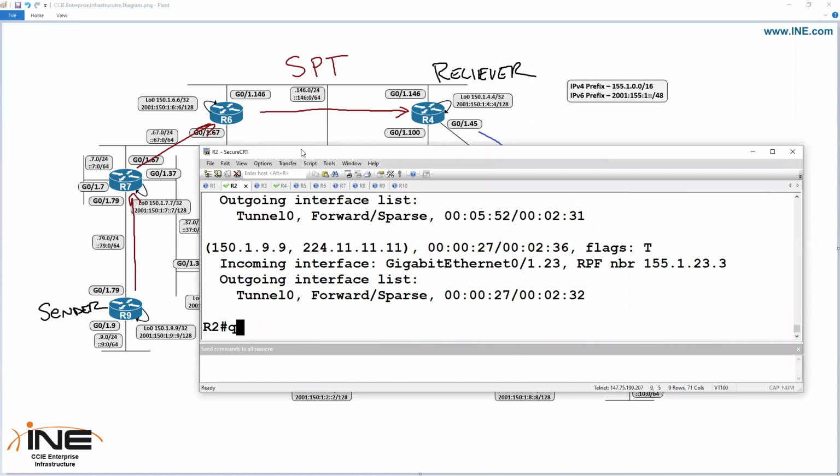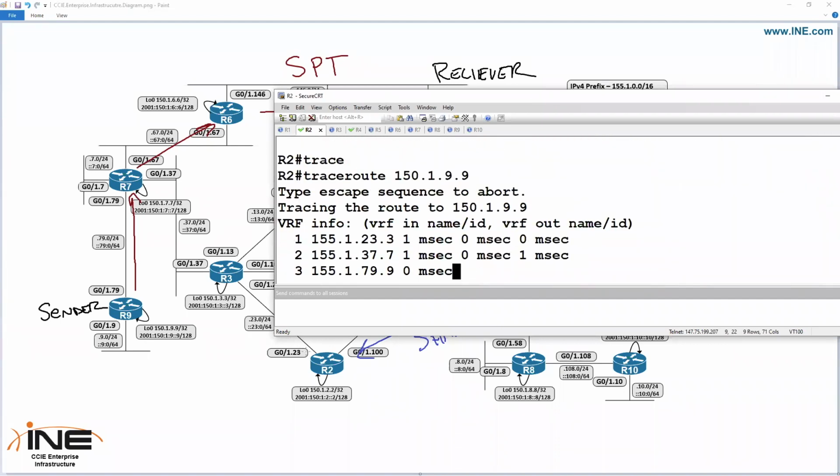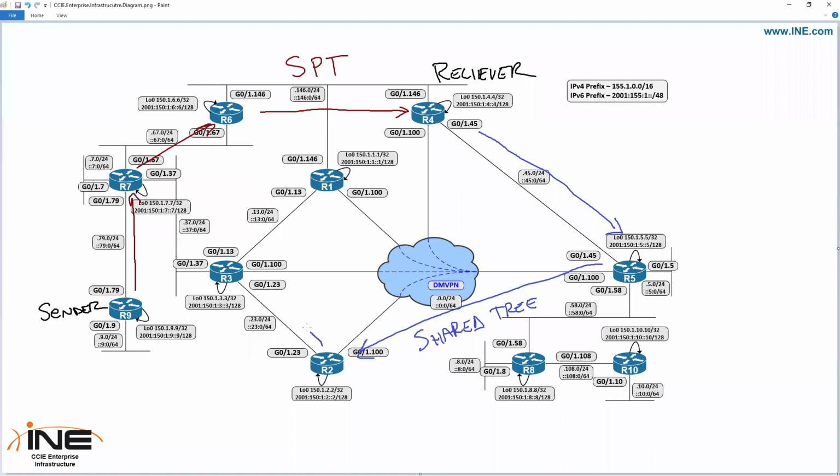And from router 2, we would trace back to the source. So trace to 150.1.9.9, to 3 to 7 to 9. Okay, so this shared tree is also sometimes called the rendezvous point tree, the RPT, whereas the red line, the shortest path tree, is where we have the actual data flowing. But temporarily, we're going to have the packets going through the rendezvous point in order for us to connect the sender and the receiver.